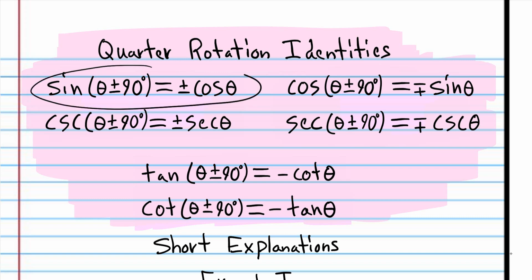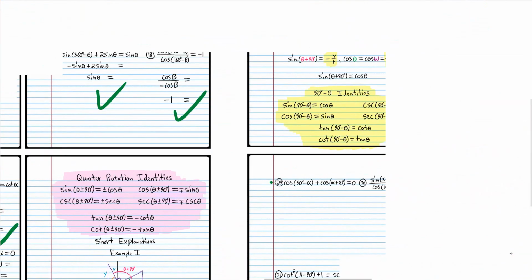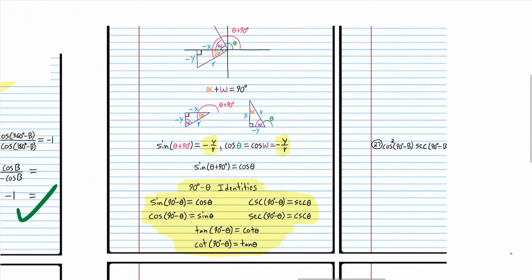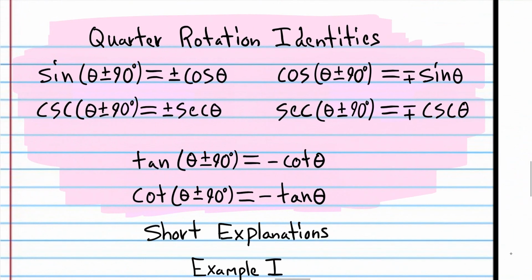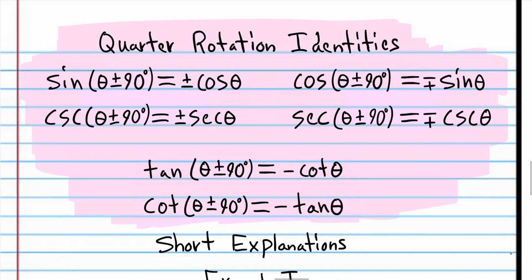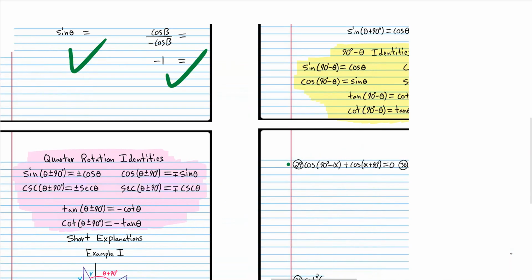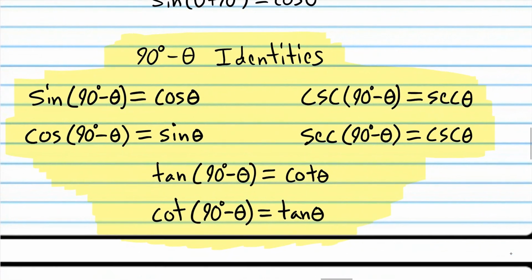Here we're changing functions. So whenever you have a 90-degree angle in these identities, you're changing to a different function. So be sure to take a picture of these. I'm going to show you an easier way to remember these identities.